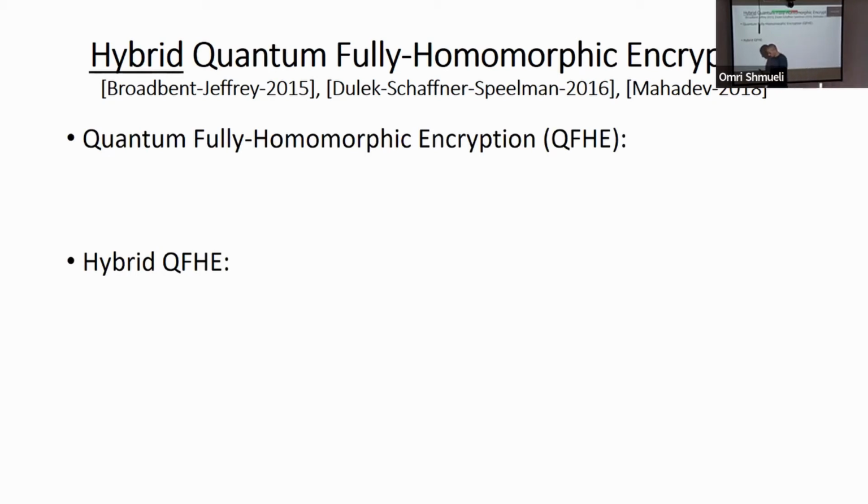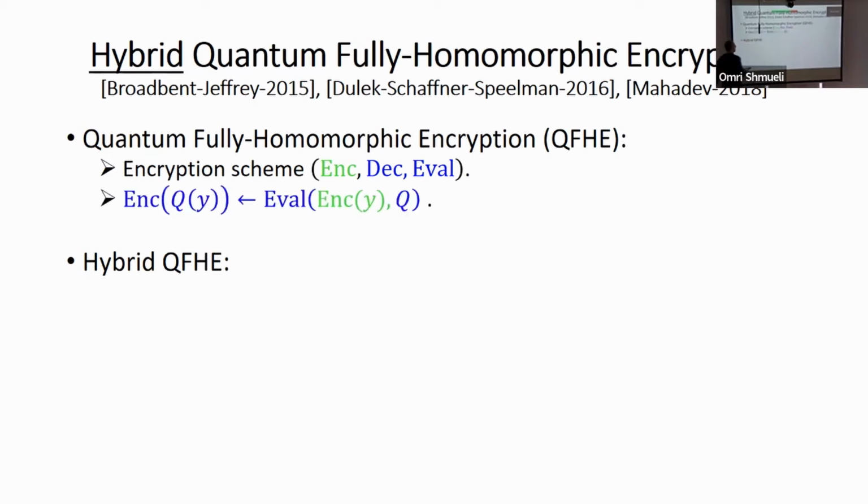Let's first define what is just quantum fully homomorphic encryption without the hybrid, or in short, QFHE. It's going to be a very minimal definition. It's not the entire QFHE definition. It's going to be enough for what we need. The encryption algorithm can be classical, encrypting the classical input. Decryption can be quantum, and the evaluation algorithm is also a quantum algorithm. A classical computer can encrypt the classical input, and send it to a quantum computer. The quantum computer can take a quantum circuit Q and evaluate it and get an encryption of the output of Q on Y. Effectively, it computes Q on Y under the encryption, not knowing Y.